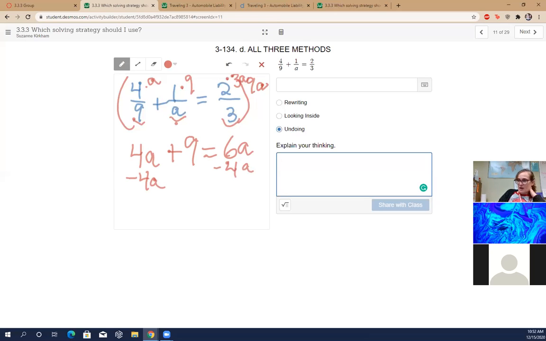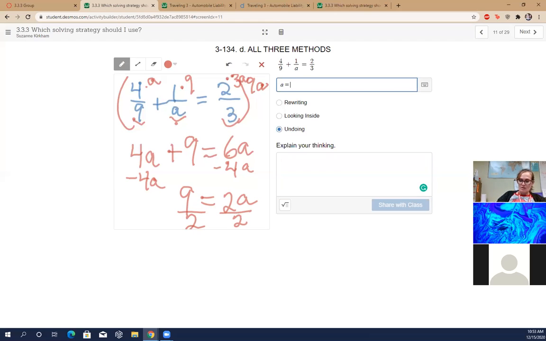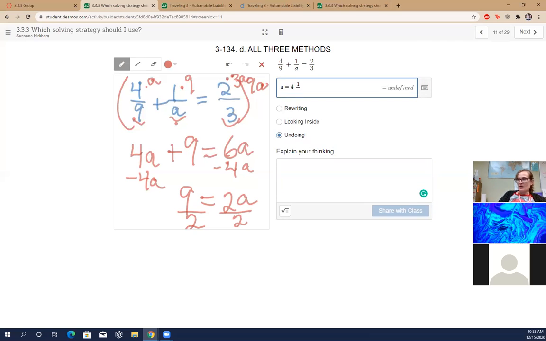So then we'll be left with 9 on the one side. 6a take away 4a is 2a. And then we just divide both sides by 2. 9 divided by 2 is 4 1/2. And then for our explanation, we can just say fraction busting or whatever you want to use, whatever you want to say to explain that.